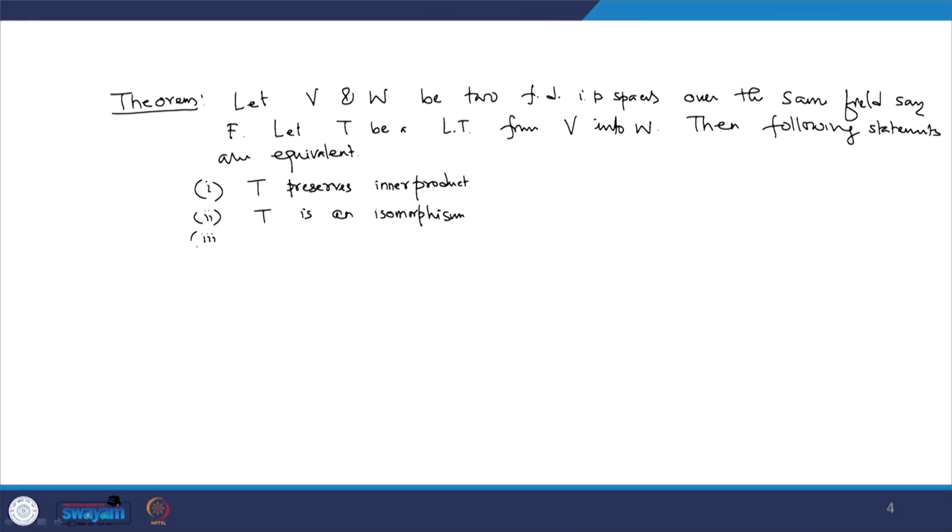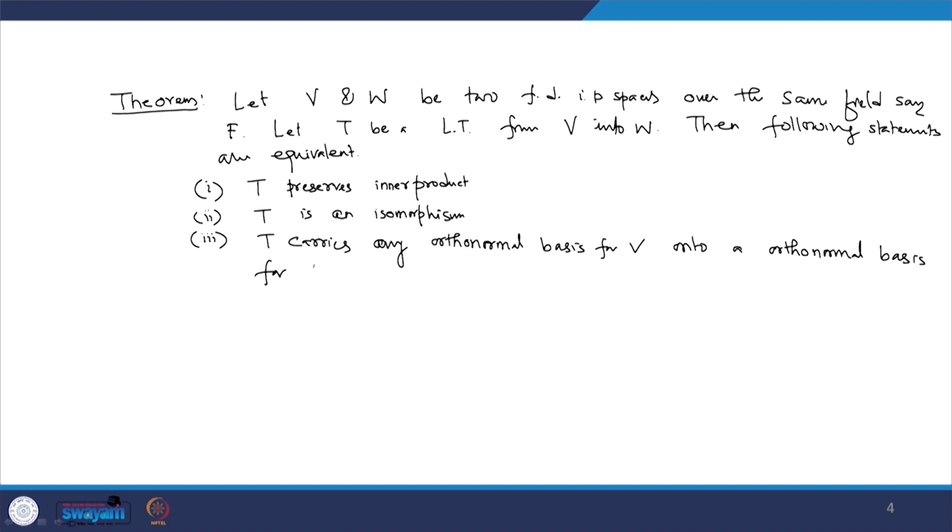Third, T carries any orthonormal basis for V onto an orthonormal basis for W.